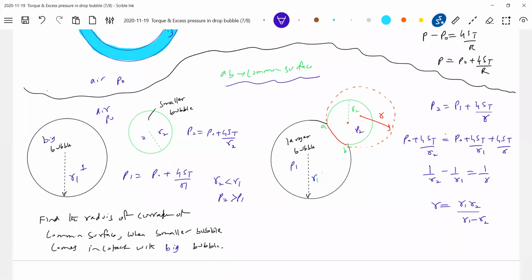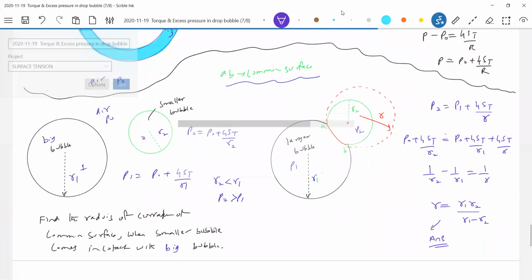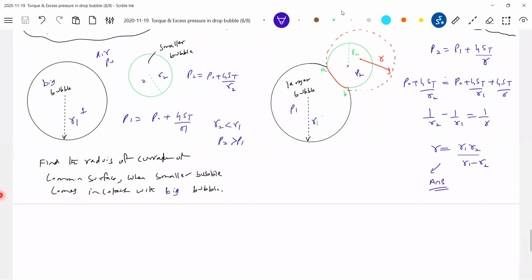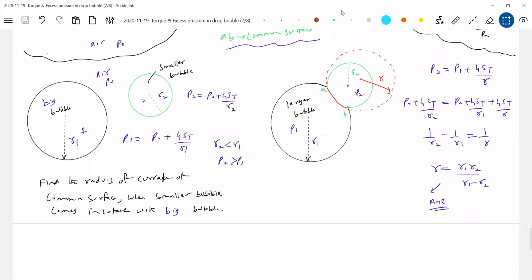So when a smaller bubble comes and sits on a bigger bubble, what will happen? The common surface will be pressed more into the larger bubble than this one. Agree with this? So this is our answer. Okay, let's go further. There are a few more things after this. Okay, now, let's take the same diagram.